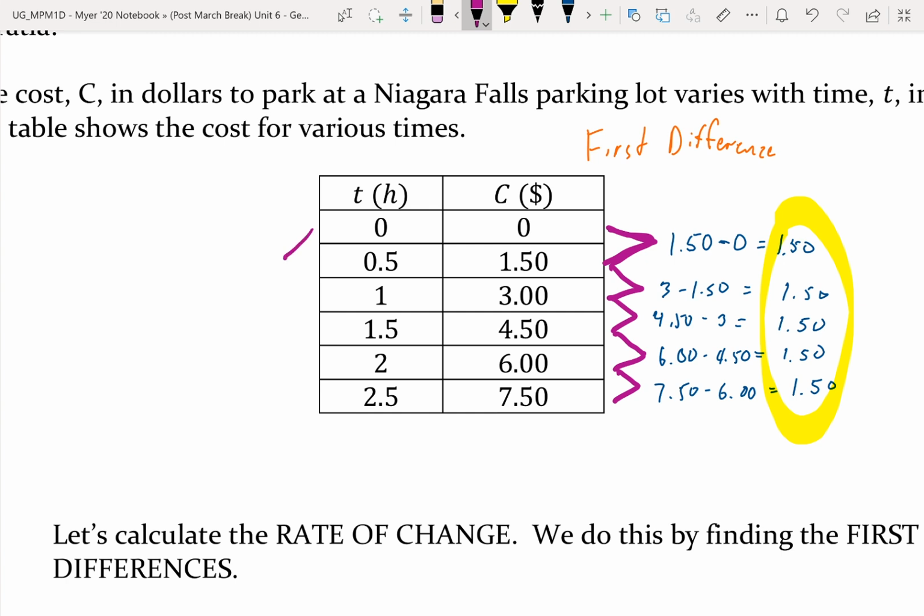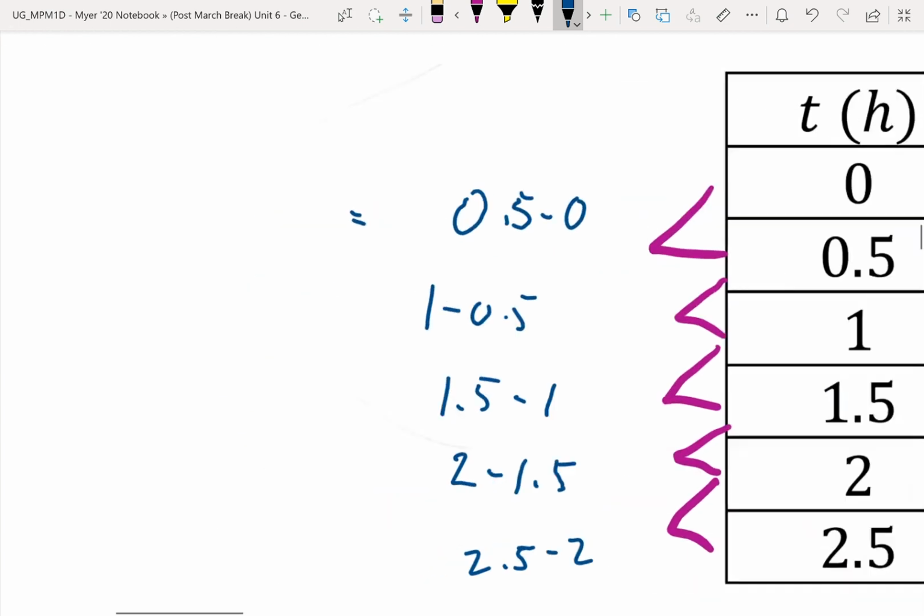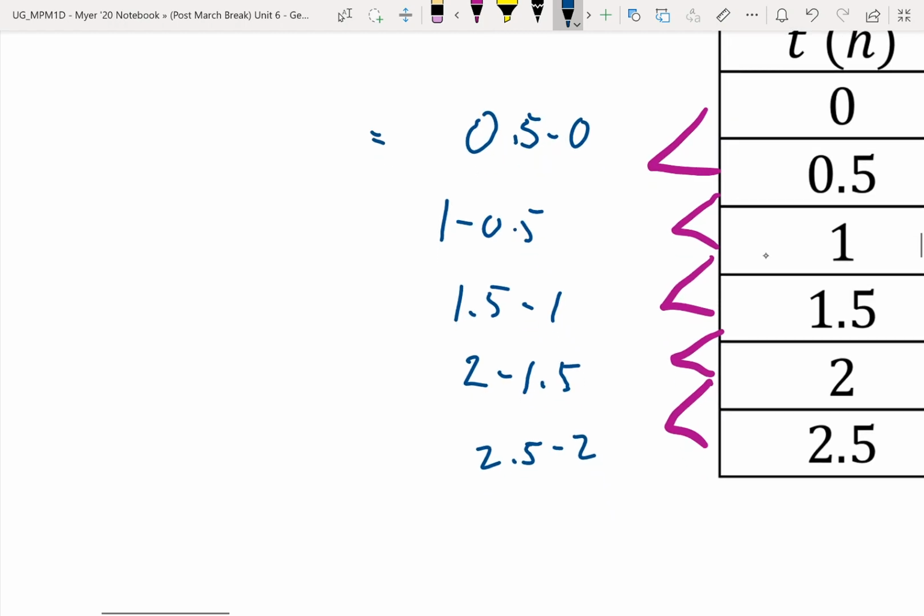We're going to do the same thing on the other side. We're going to check the differences between these two, these two, and these two. And we could do the same thing. So we go 0.5 minus 0. And here we have 1 minus 0.5. 1.5 minus 1. 2 minus 1.5. 2.5 minus 2. And so we're noticing that these are constant no matter what on either side.